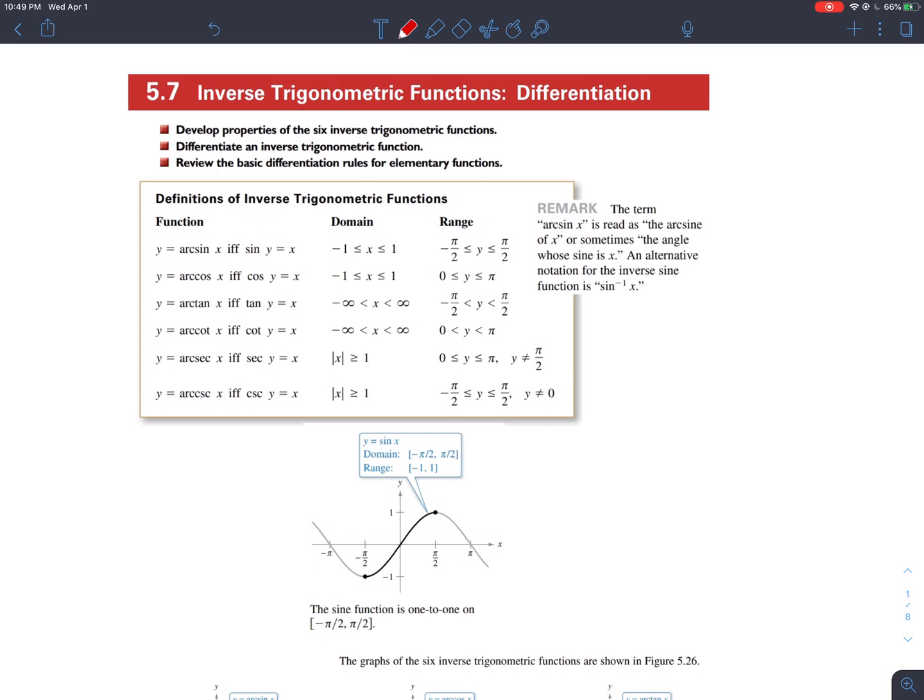We'll start out with a little bit of review. Differentiate an inverse trig function. In particular, we will prove the derivative of inverse sine and inverse tangent. And then finally, at the very end, I'll ask you to pause the video and focus on the table on the last page of these notes, which is a review and summary of basic differentiation rules for what we call elementary functions.